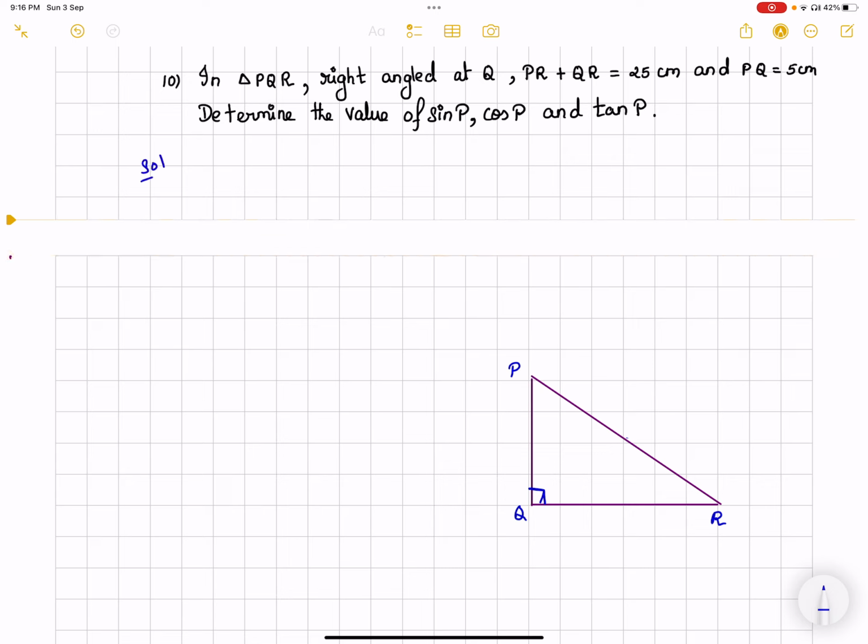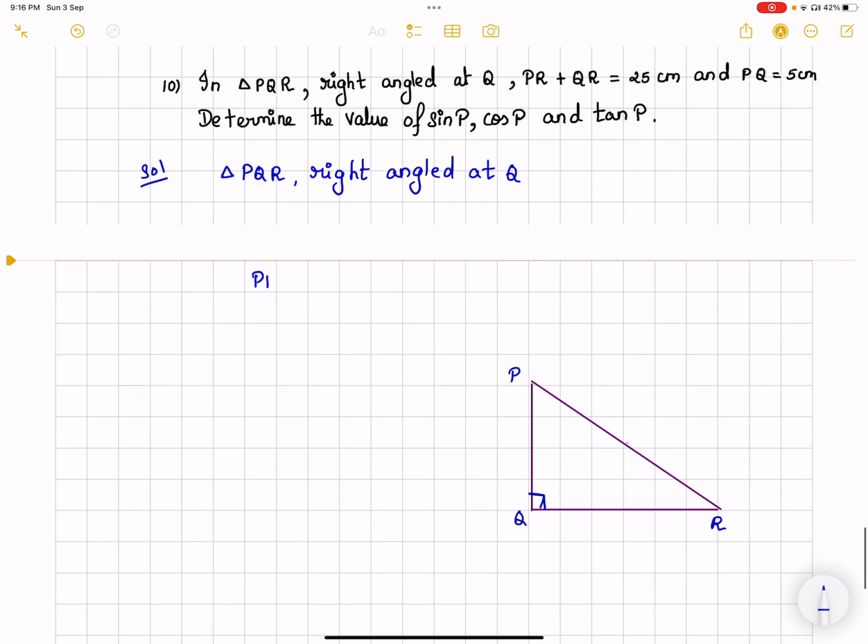I'm having triangle PQR, right angled at Q. Apart from that, they gave me one more piece of information: PR plus QR is equal to 25 centimeter, and PQ is equal to 5 centimeter. So let me substitute PQ equal to 5 centimeter in my diagram. And they said PR plus QR is equal to 25 centimeter.